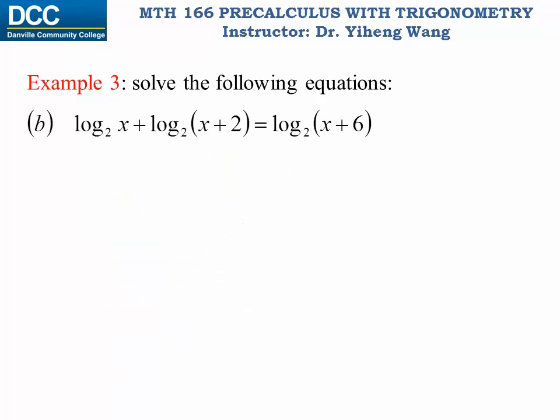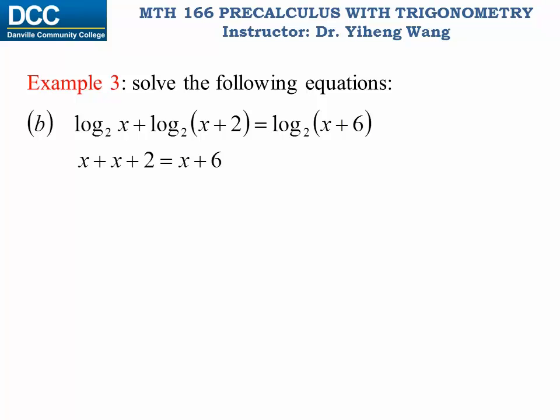Let's look at this equation. One of the very common mistakes will be for a student to rewrite this equation into the form x plus 2 equals x plus 6, simply by getting rid of the logarithm sign. This is when a student thinks he or she is applying the one-to-one property. However, if you do understand the one-to-one property, you would know that this approach is completely incorrect.